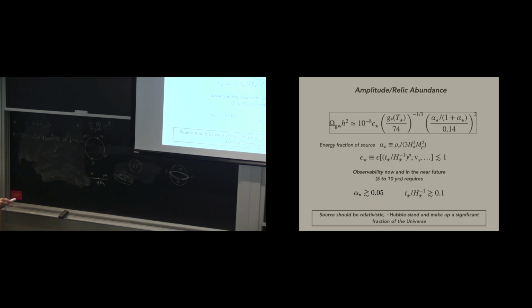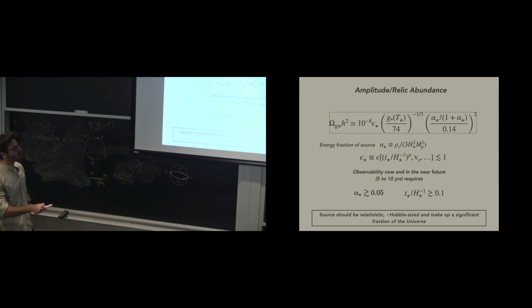So by taking this formula and looking at the sensitivity curves, we reach the conclusion that for now and in the near future, by near I mean up to 10 years, we will be able to observe only things that make up at least 5% of the energy density of the universe at a given time, and they have a time scale that is quite comparable to Hubble, time scale and length scales. One should always think of time scales and length scales here.